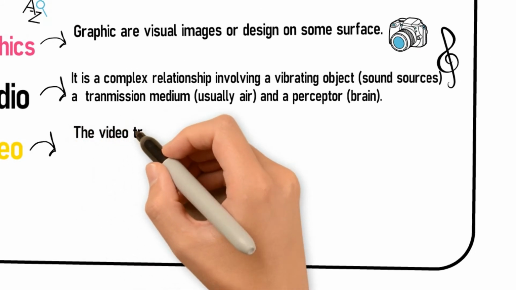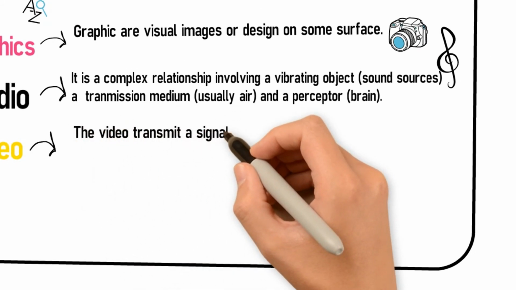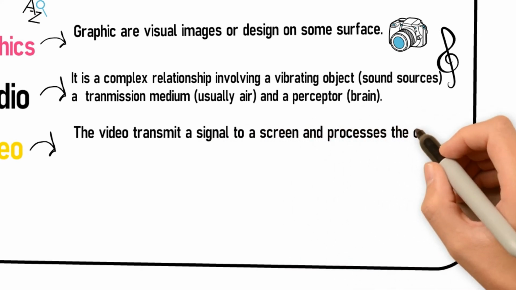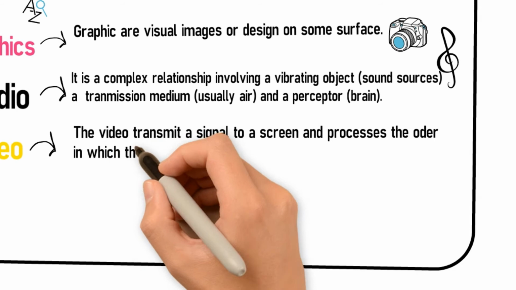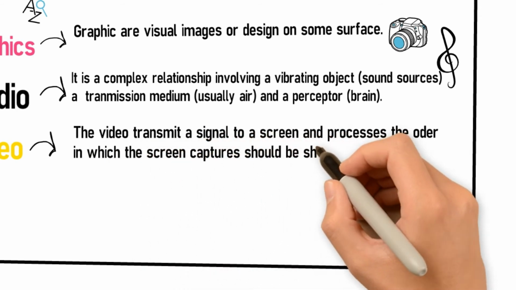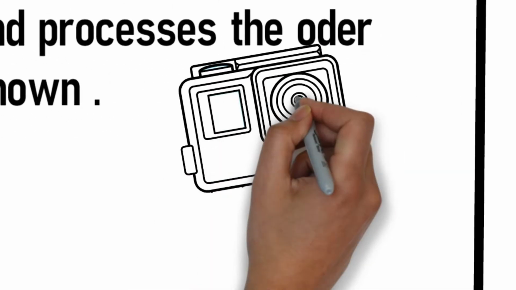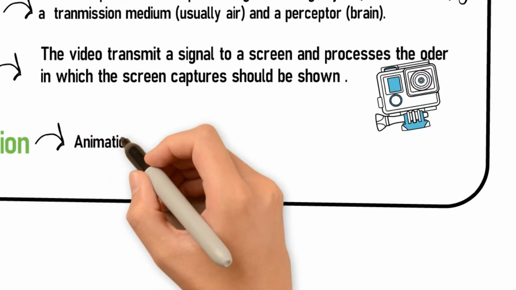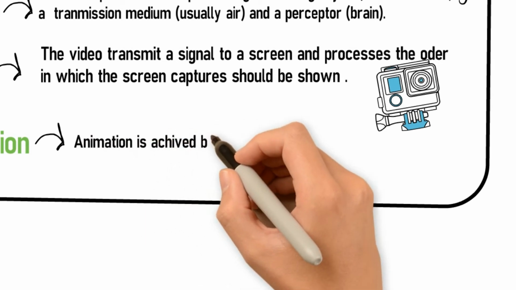Video. The video transmits a signal to a screen and processes the order in which the screen capture should be shown. Video usually has audio components that correspond with the pictures being shown on the screen. Animation is achieved by adding motion to still images and objects.